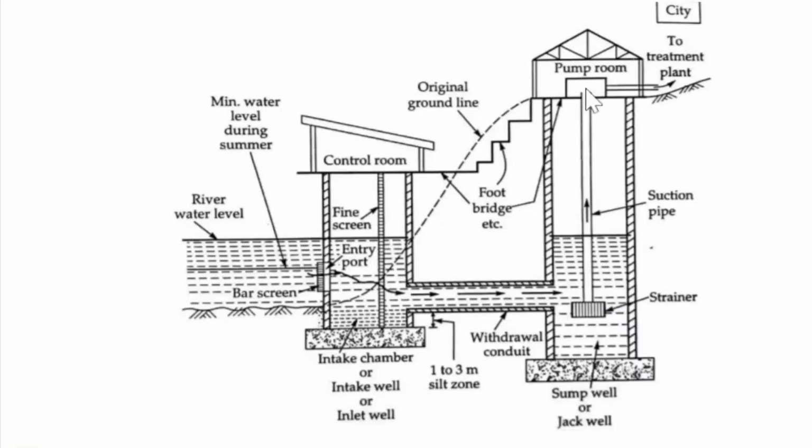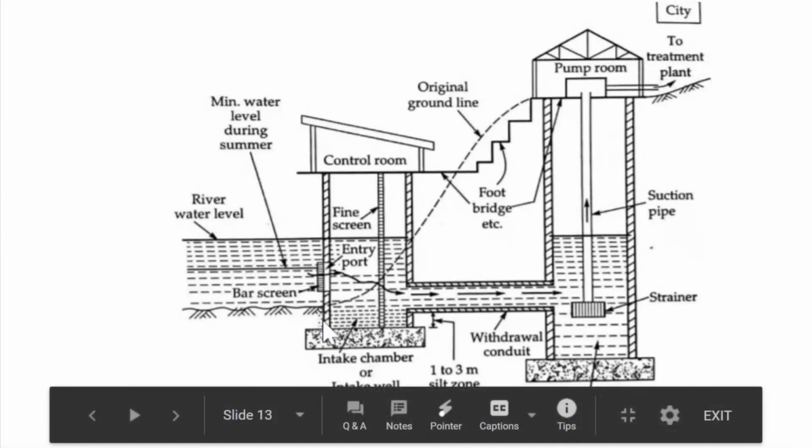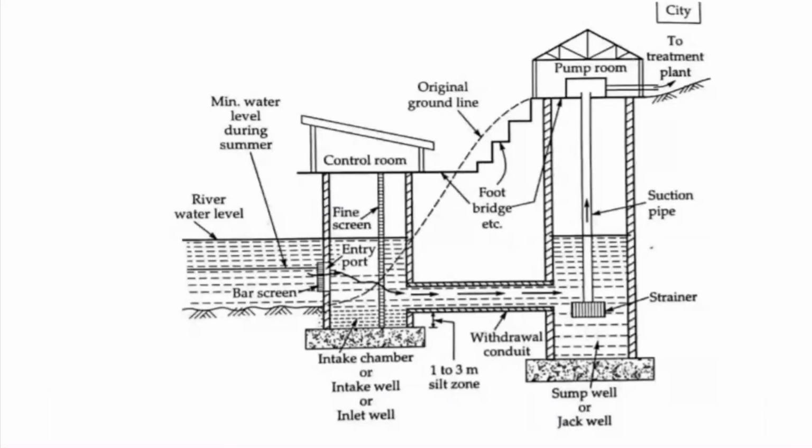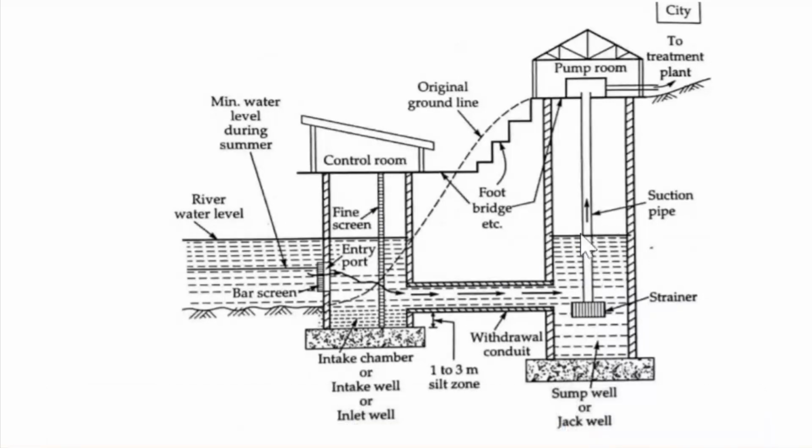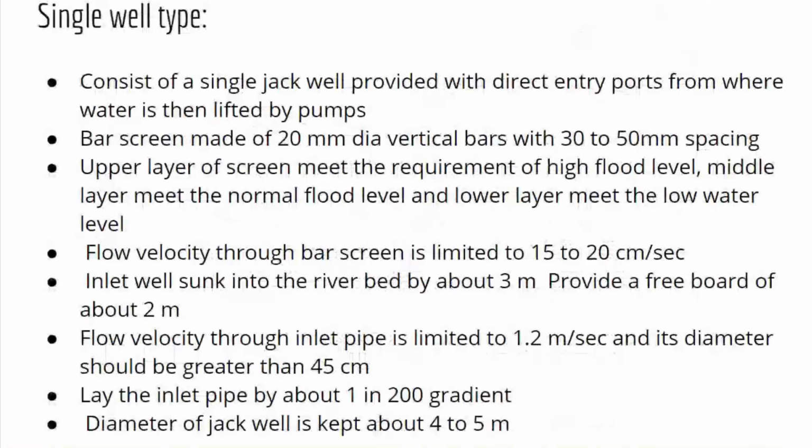periodically. From this jack well or sump well, the water is pumped, and this pumped water is collected in the treatment plant for treatment purpose. These two structures, that is the jack well and the inlet well, are connected by a footbridge or by any other structures. And the level of the water availability in the water body will be controlled, and effectively the water is collected and transported to the water treatment plant. This is the twin well type river intake structure.